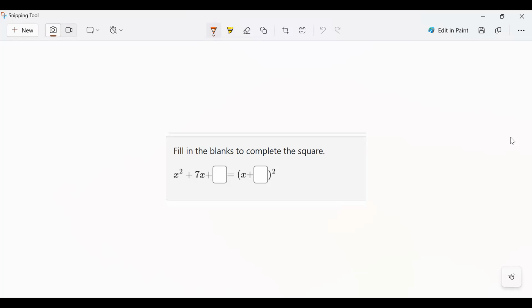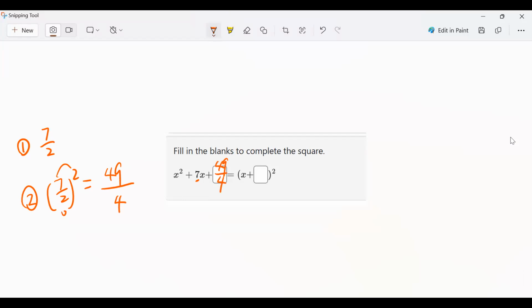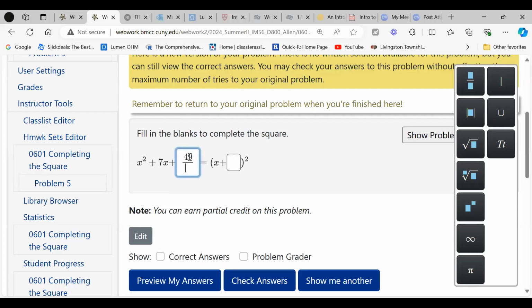All right, let's go over the solution. Step one, you take the middle number, 7 over 2. Step two, square it. So when you expand it, 7 squared is 49. 2 squared, that's 4. Right, so it's 49 over 4. That's the first box. Second box, you use the number inside the parentheses, 7 over 2. And that's how you complete the square here: 49 over 4, and then 7 over 2.